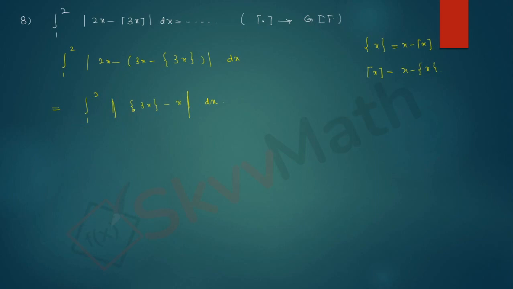So this is smaller compared with this x, because x is taking values from 1 to 2, whereas the fractional part of 3x is a value between 0 to 1. So therefore the function sitting inside the modulus is negative, so you can remove that modulus now. Because it is negative, you will get minus of this. Minus of this means x minus the fractional part of 3x dx.